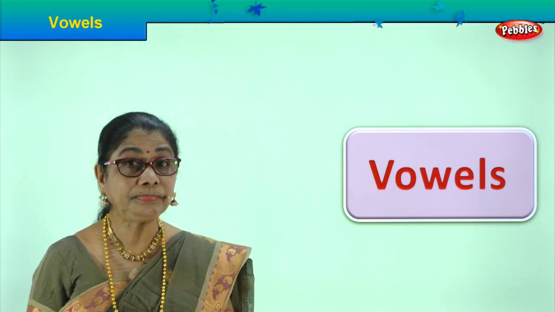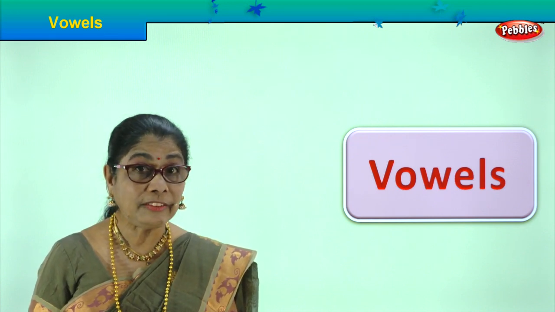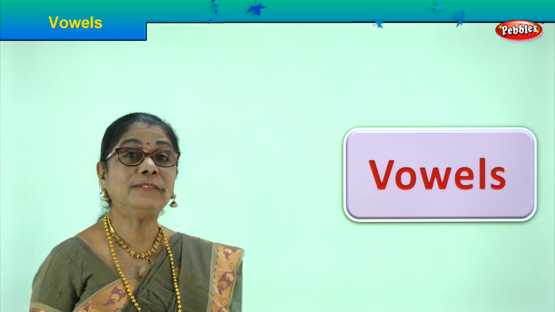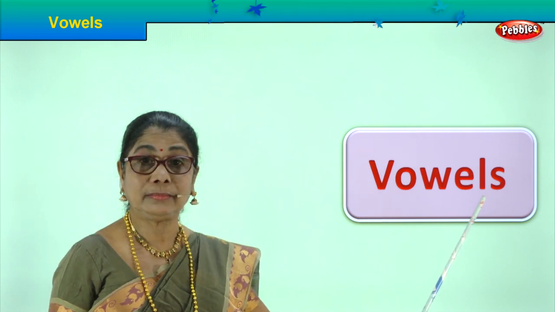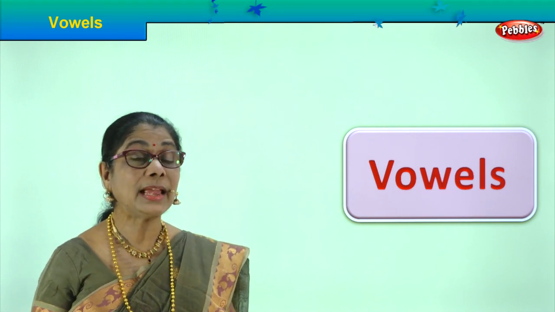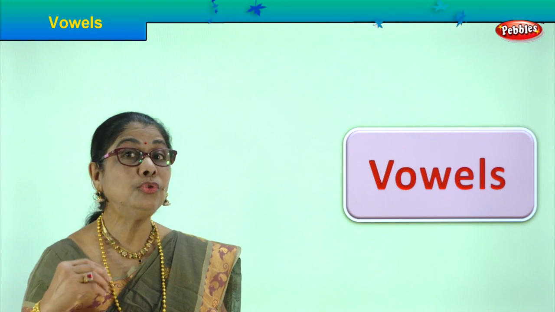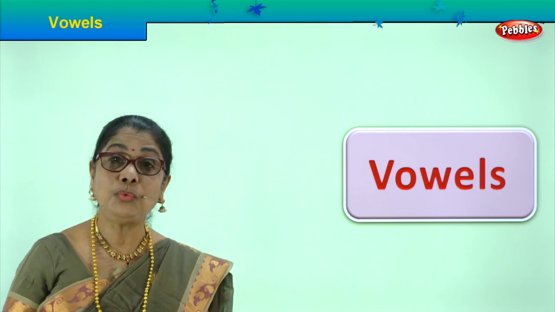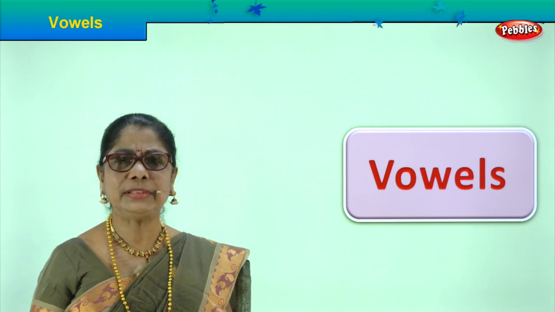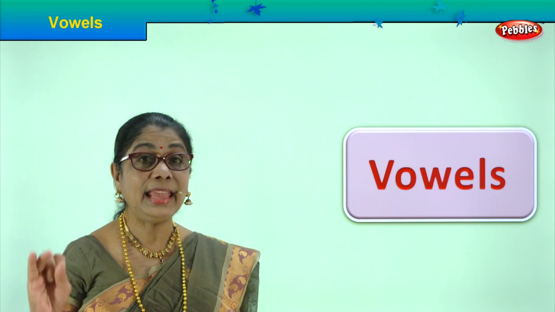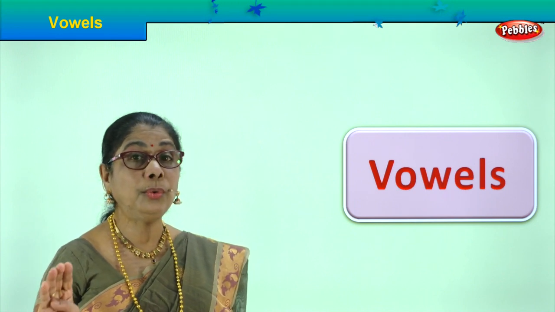Hi children, we have learned the alphabet. Now we are going to do vowels. There are 5 vowels and we are going to do reading. We are going to look at the sound, read the words. Now what are the vowels? Can you tell me? A, E, I, O, U.